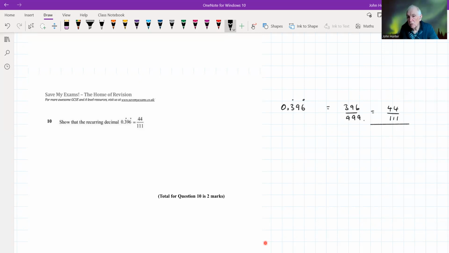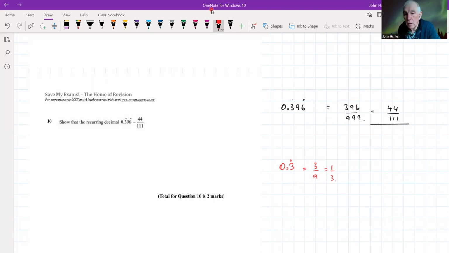If it was just 2 digits, it would be over 99. If it was 4 digits, it would be over 9999. If it's just 1 digit, like 0.3 recurring, then that would be over a single 9, so that would be 3/9. So just to illustrate that a bit more, 0.3 recurring equals 3/9 equals 1/3. We already knew that, didn't we?